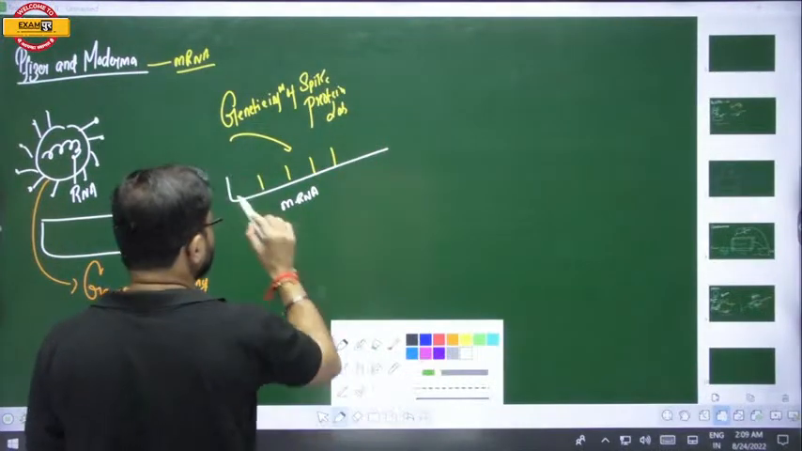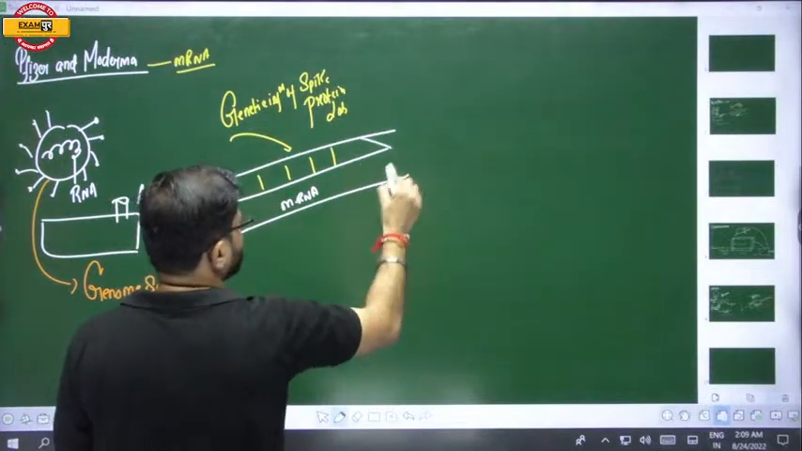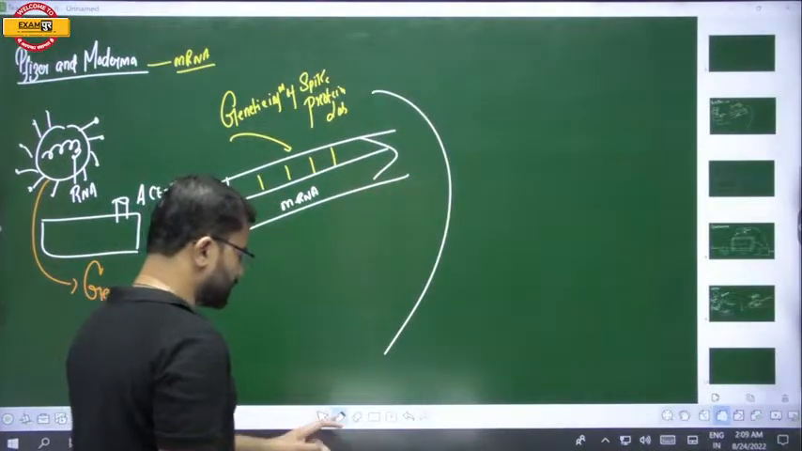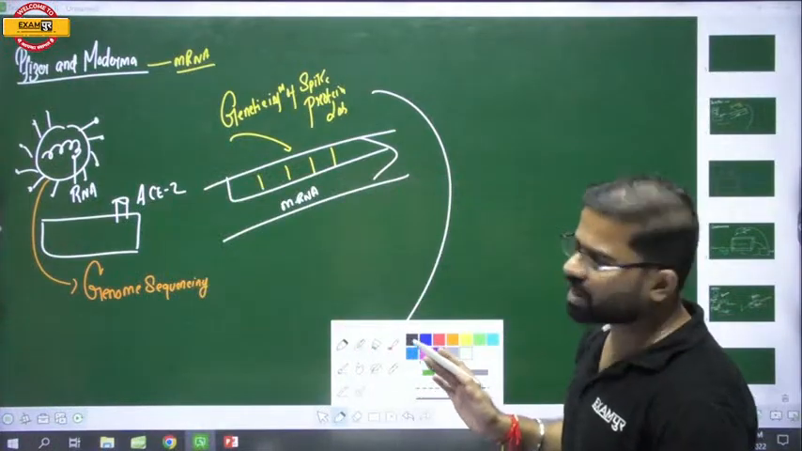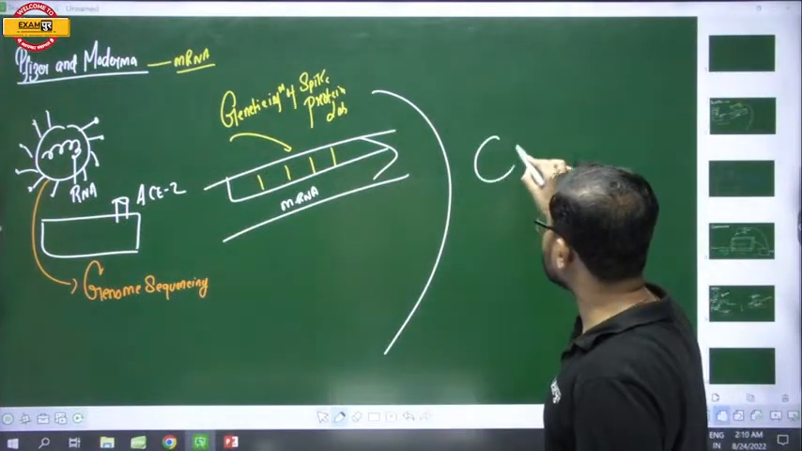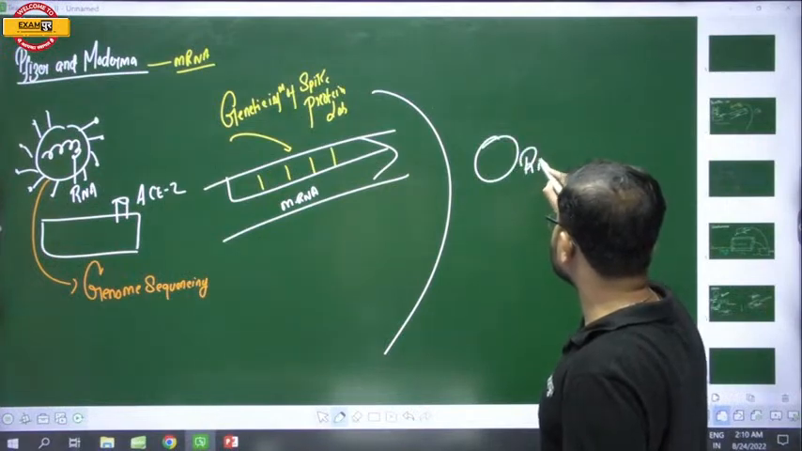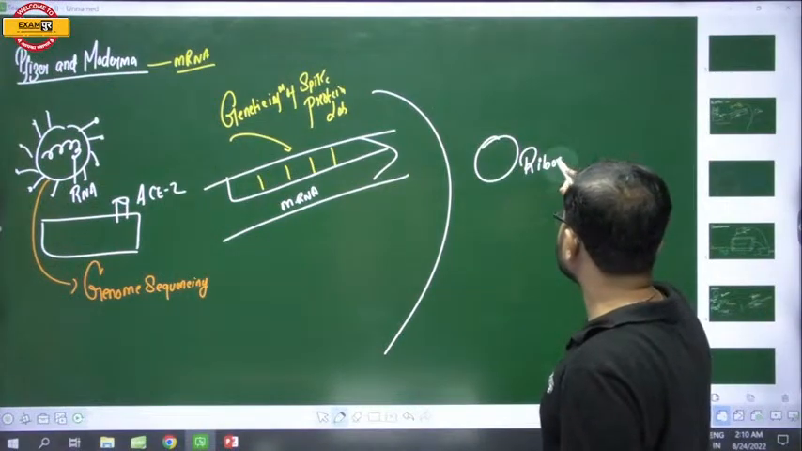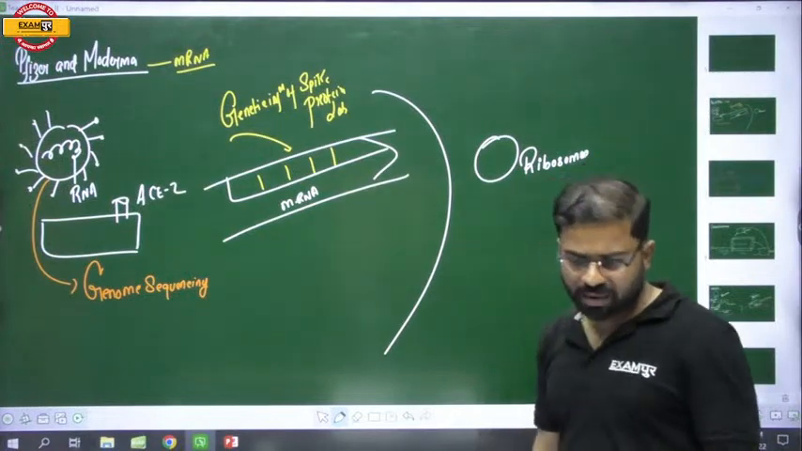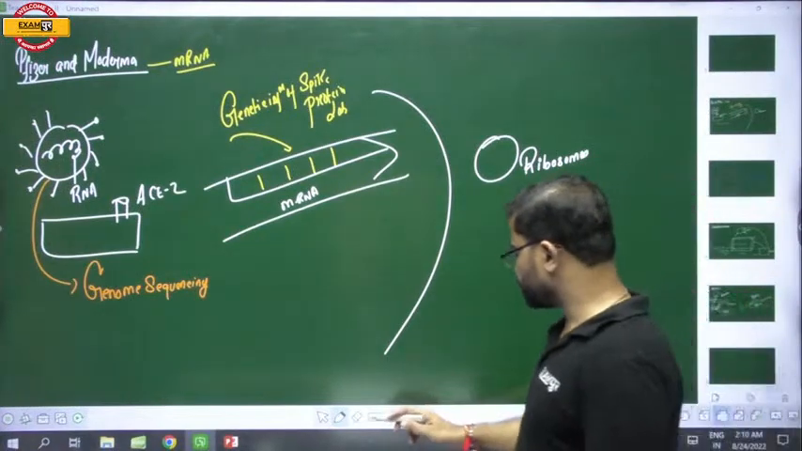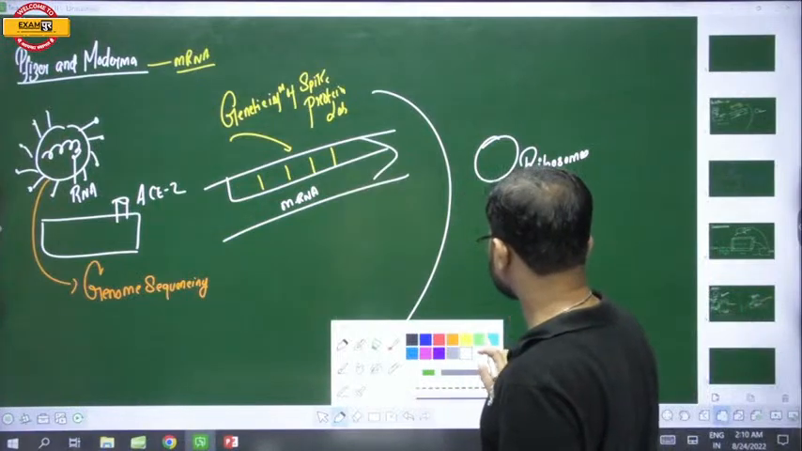Now it has been converted into your respective vaccine, and once the vaccination is given, since this is an mRNA, it will go to the ribosome. Where will this go? It will go to ribosomes because it is the mRNA. Definitely. Now what will happen?